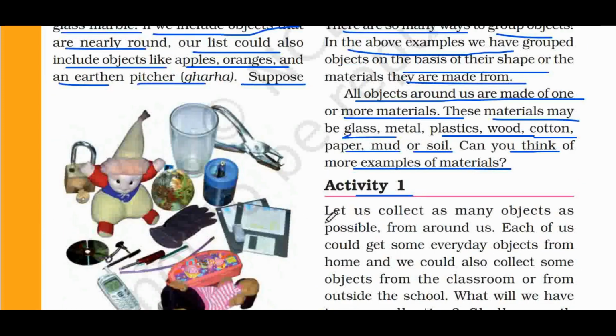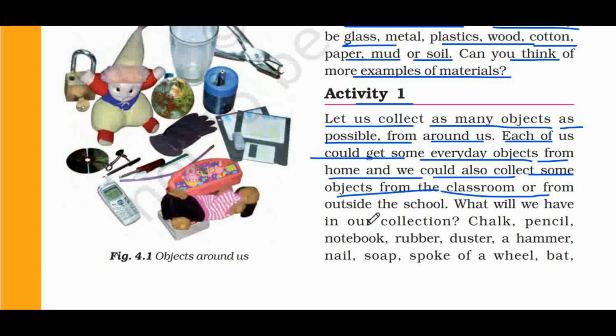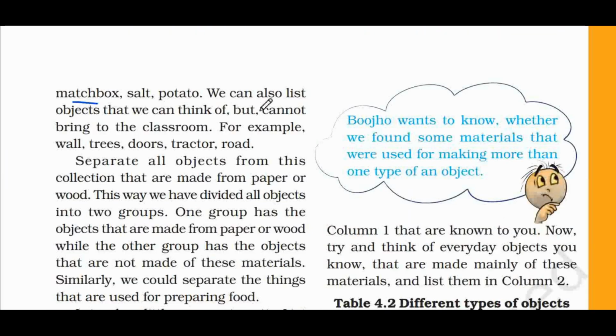Activity 1. Let us collect as many objects as possible from around us. Each of us could get some everyday objects from home, and we could also collect some objects from the classroom or from outside the school. What will we have in our collection? Chalk, pencil, notebook, rubber, duster, a hammer, nail, soap, spoke of a wheel, bat, matchbox, salt, potato. We can also list objects that we can think of, but cannot bring to the classroom. For example, wall, trees, doors, tractor, road.